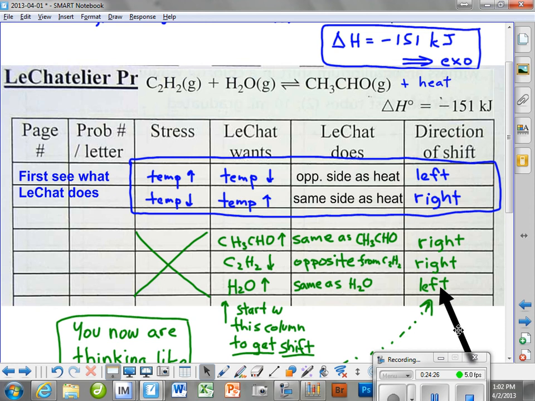And the left shift happens here with the temperature increase when I want to make more water. Water is on the left, and the same side that water's on is the left side, and a left-hand shift is caused by a temperature increase. So when I stress it with the upward temperature, LeChat will shift left, and that will help me to make more water. So LeChat becomes my friend instead of my enemy.